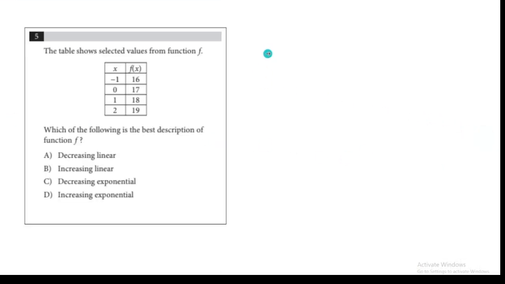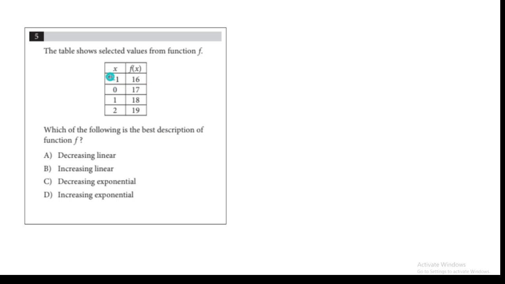To see this example, the table shows selected values from a function: x is minus 1, 0, 1, 2, and y is 16, 17, 18, 19. They are asking about decreasing or increasing, exponential or linear. Y is increasing as x increases, so this is an increasing function. So we cross out decreasing. It is either increasing linear or increasing exponential.